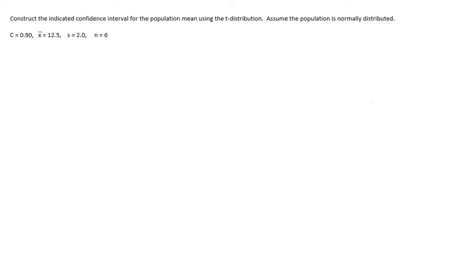Construct the indicated confidence interval for the population mean using the t-distribution. Assume the population is normally distributed. C equals 0.90, x bar equals 12.5, s equals 2.0, n equals 6.